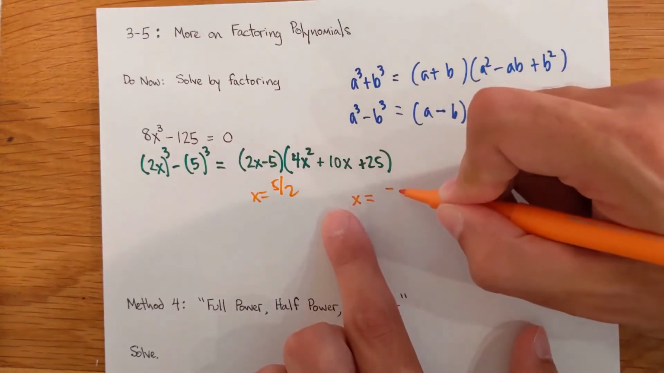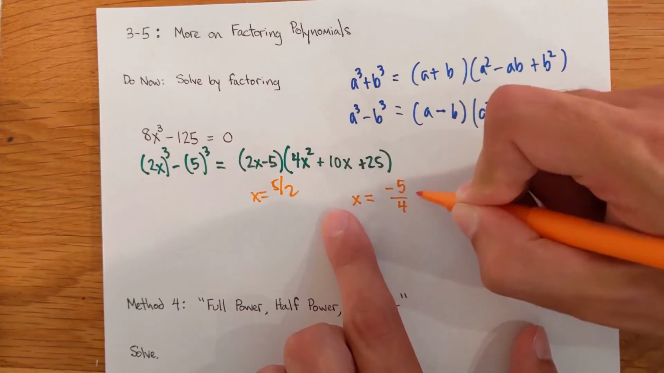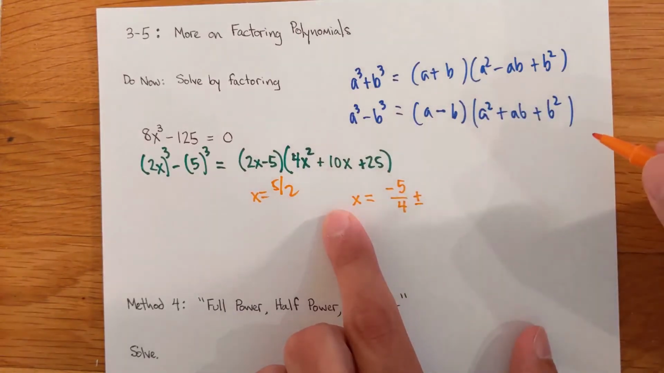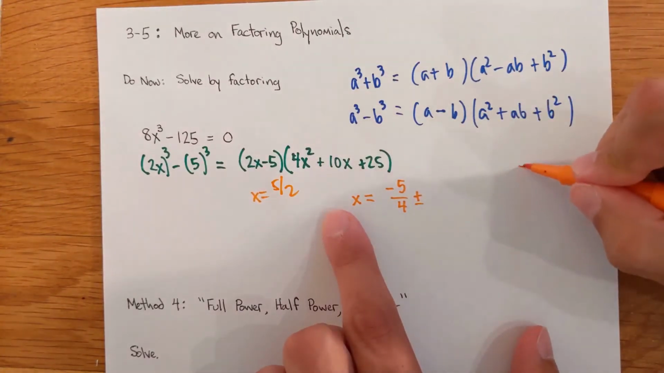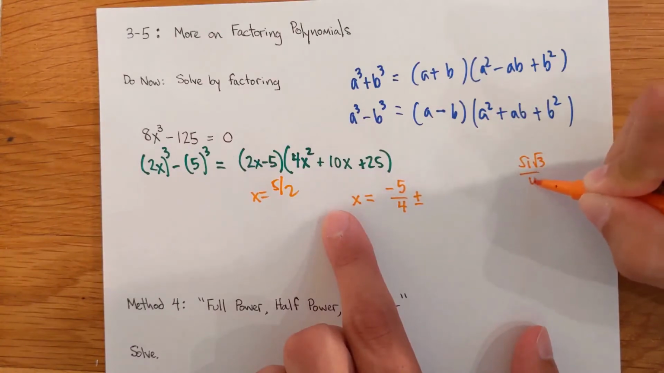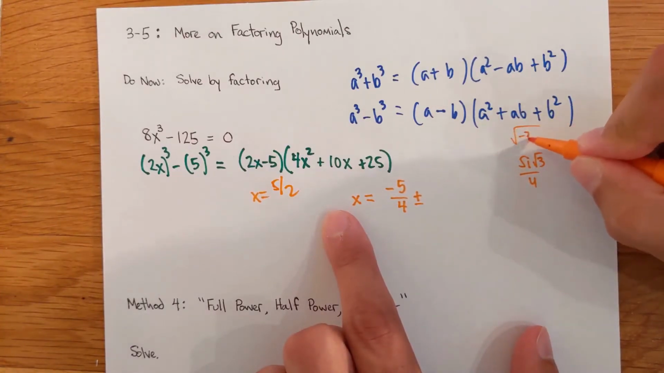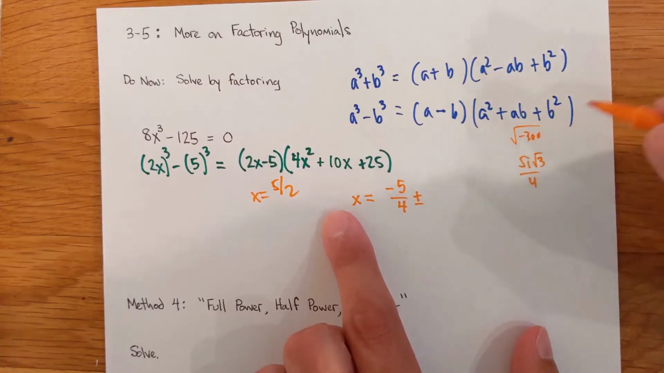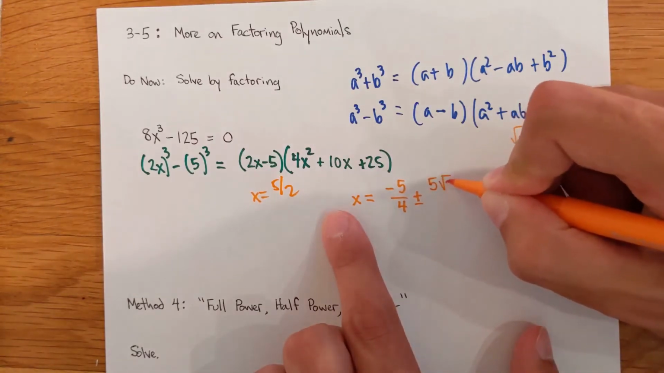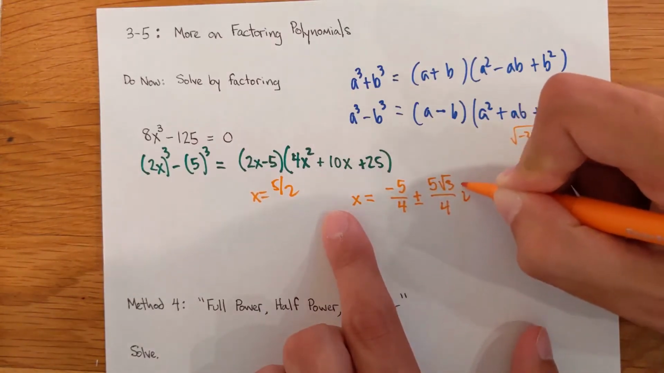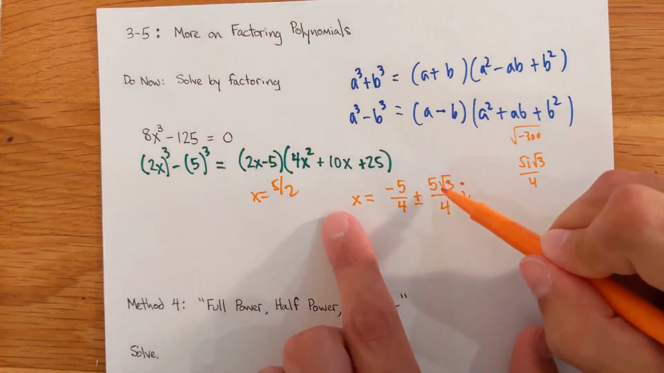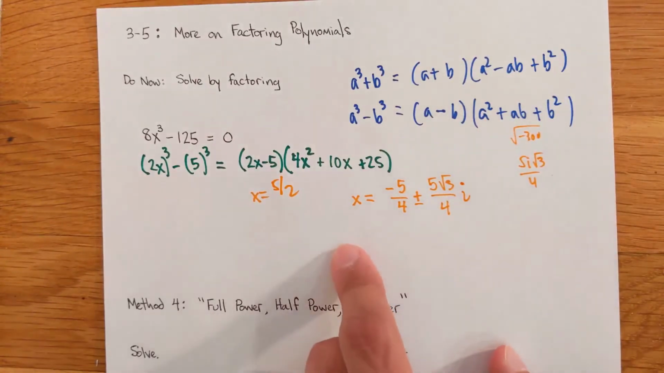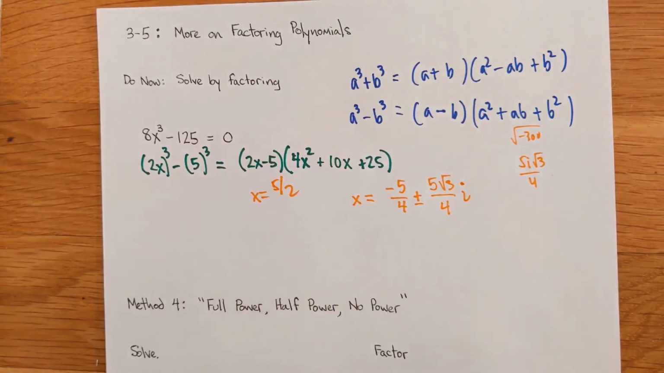You should end up getting for your answer, negative 5 over 4 plus or minus 5i root 3 over 4 if you reduce it. It starts out at negative 300 under the square root, so it's 10i root 3 over 8, and then you can reduce. I'm going to move the i to the edge though, and I'm going to put 5 root 3 over 4i, like this. If your i is up here, that's totally fine, it's the same thing. So yeah, that's our do now, reviewing what we learned about last time.